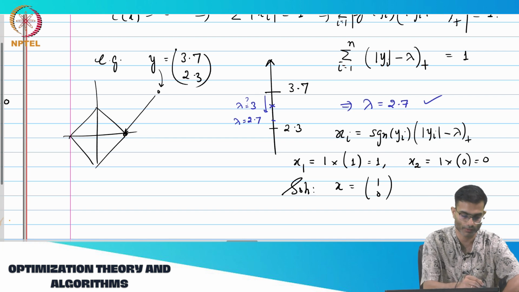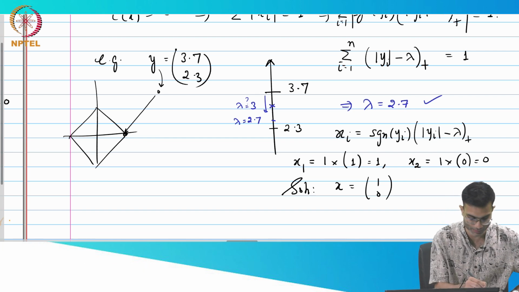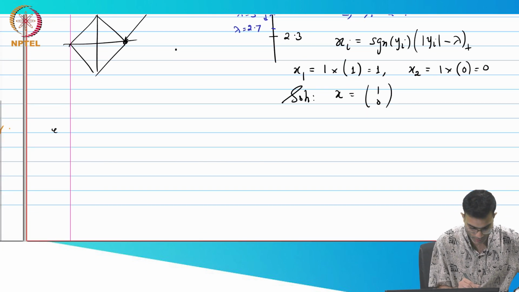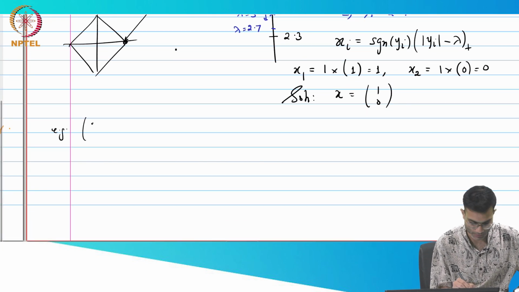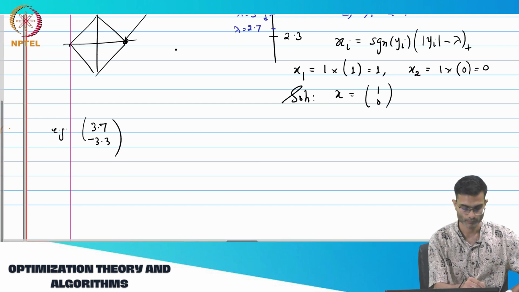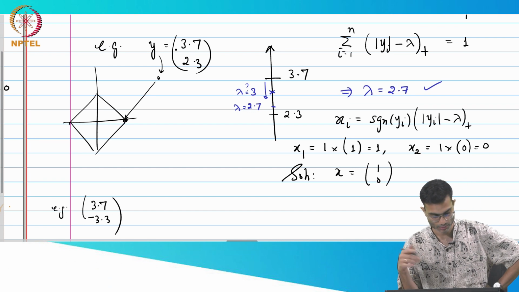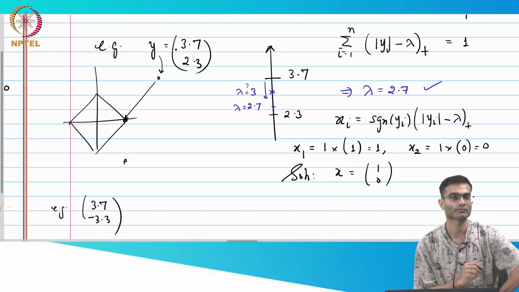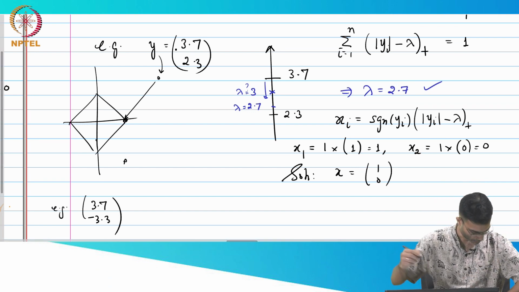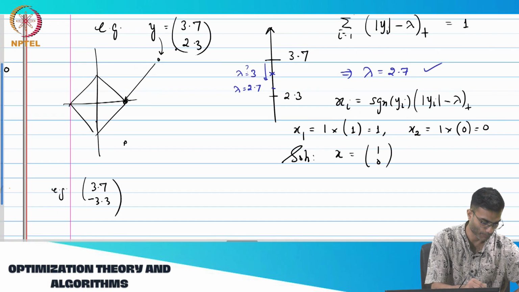Right. So, we will take one more example, this time with a negative coordinate to further drill this in. So, let us take an example of, let us say, 3.7 and minus 3.3. This is the point that I am trying to project. So, which quadrant is this? Bottom, somewhere here, right. I am trying to project this into the L1 ball, right. So, we will quickly wrap up from here.